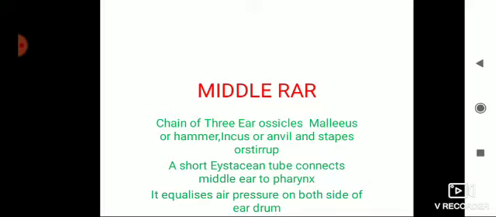Now, important part, that is the middle ear. Middle ear, you have to remember that it consists of the ear ossicles and the eustachian tube. Names of the ear ossicles are malleus or hammer, incus or anvil and stapes or stirrup.